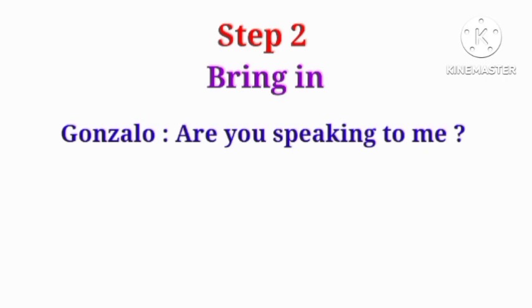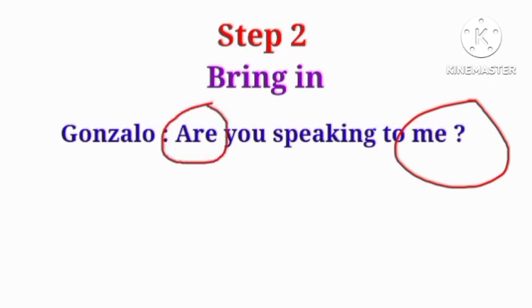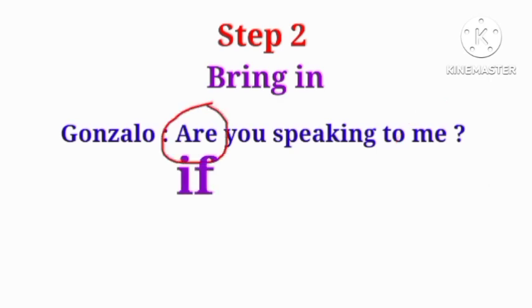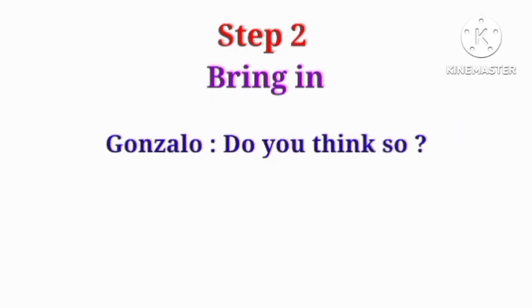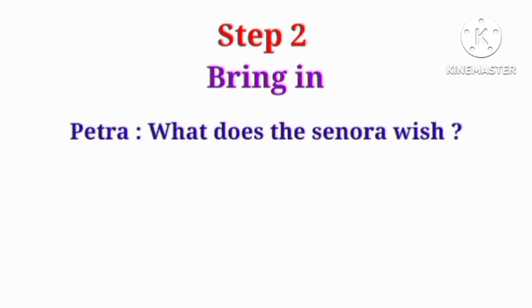This sentence is an interrogative sentence beginning with an auxiliary verb here. So you have to bring in if here. This sentence also is a question beginning with an auxiliary verb do. Therefore, you have to use if here. This sentence is a question but beginning with a pronoun what. Therefore, you don't need to bring in anything here. Just keep what as it is in its place.